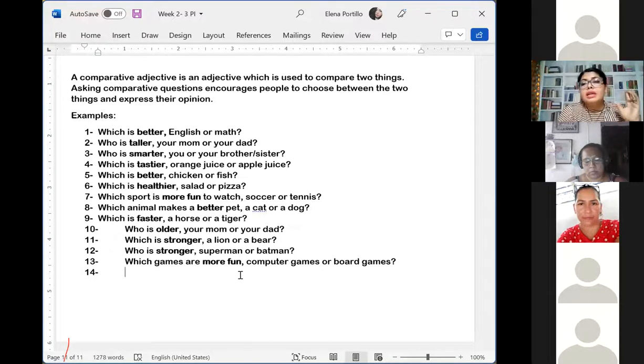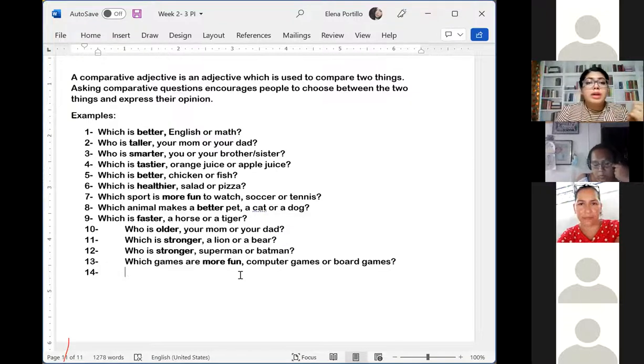So we know that we are making comparison because we are using that part of the adjectives that in this case are the comparative form of the adjectives. We are going to choose between two things, two options. And also we can give our opinion about the two things that we are choosing. Estamos escogiendo, vamos a escoger entre dos cosas que nos parecen mejores, divertidas, saludables, rápidas, fuertes y todo eso. So in that case, I can choose one or the other, but also I can give some explanation of that.